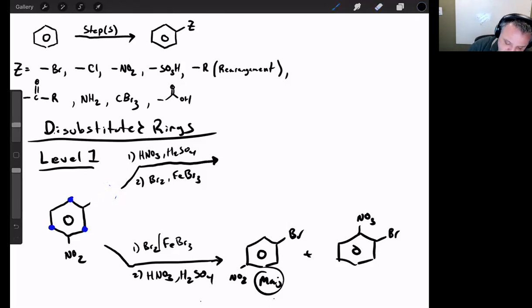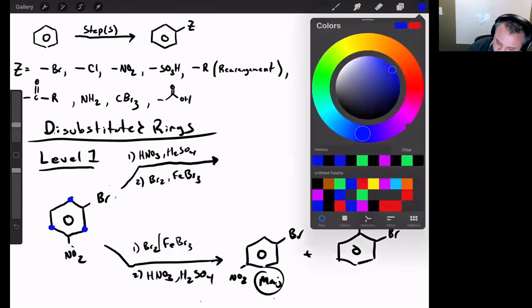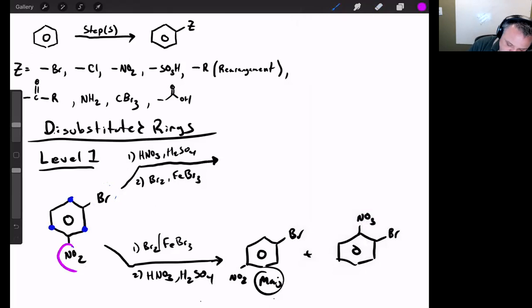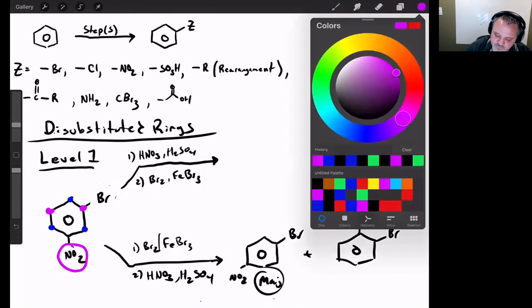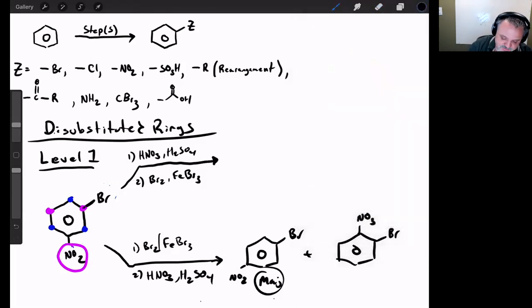If I think about doing the nitration first, then the nitro group is a strong deactivator, and it directs to the meta position. And so that's where I want the bromine. I do want the bromine at the meta position with respect to the nitro group. And since the 2 meta positions are equivalent, I only get 1 product.